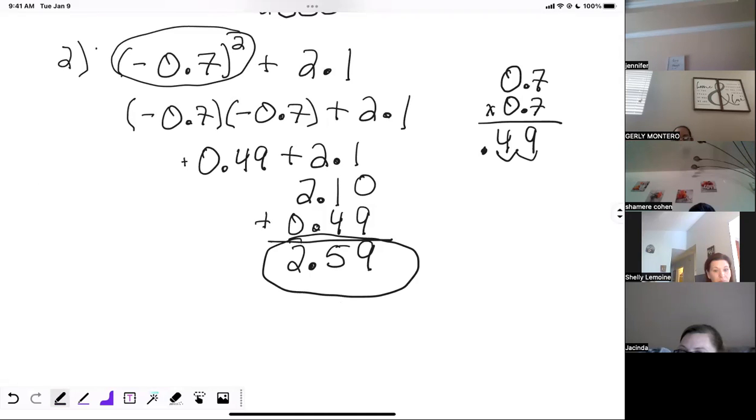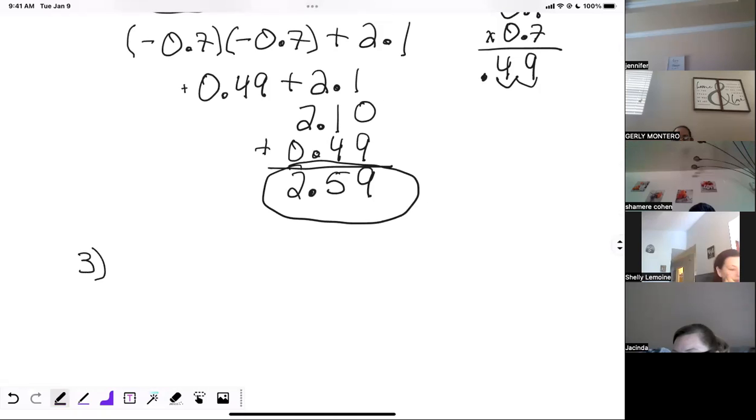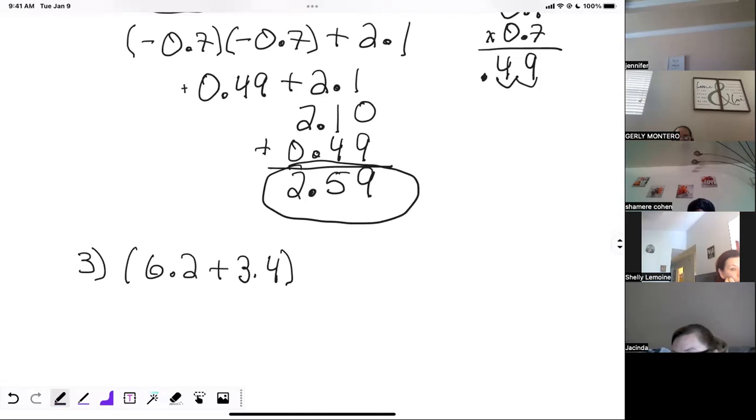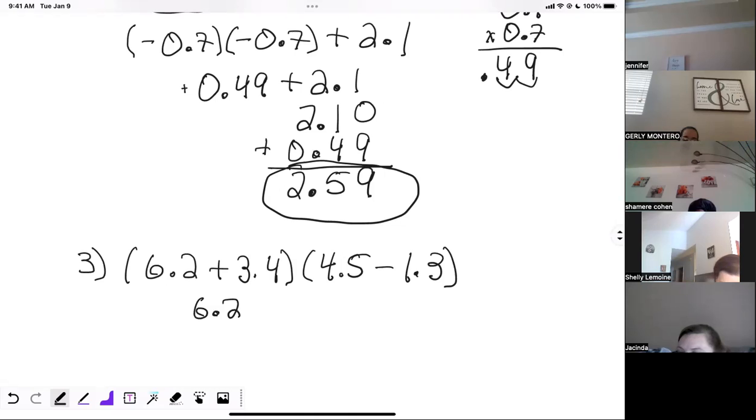All right, let's do one more. 6.2 plus 3.4 times 4.5 minus 1.3. So we have 2 sets of parentheses. Of course, we do our parentheses first, correct? So we're going to simplify each parentheses first. So the first one's adding. 6.2, I add up my decimal places. I'm going to add down 6, 9. So my first parentheses, I'm going to put like this, is 9.6.